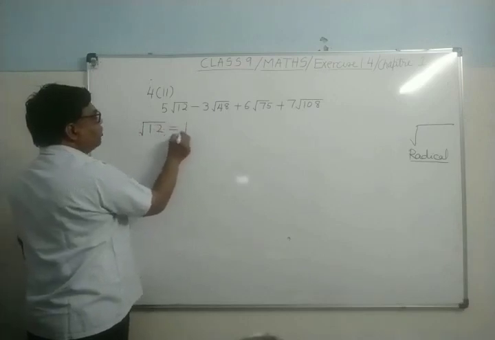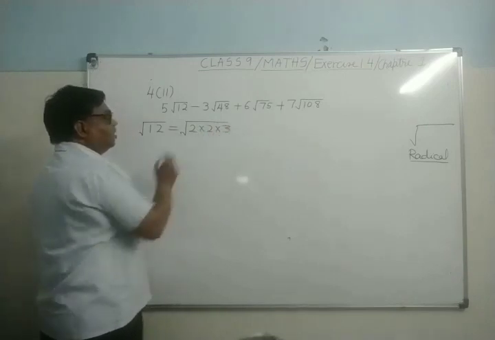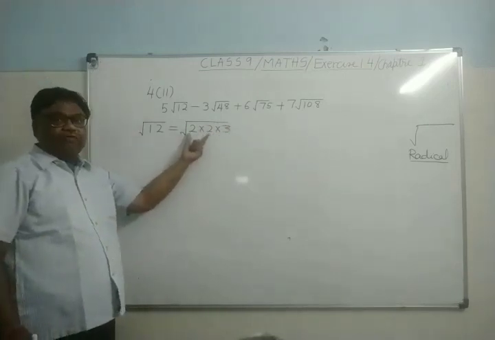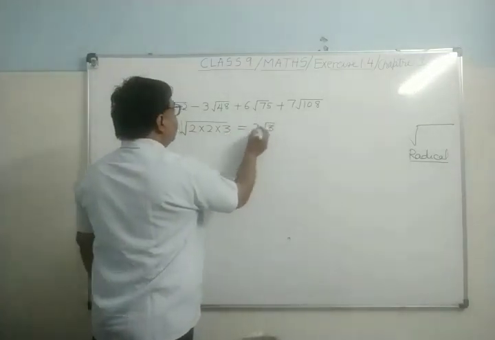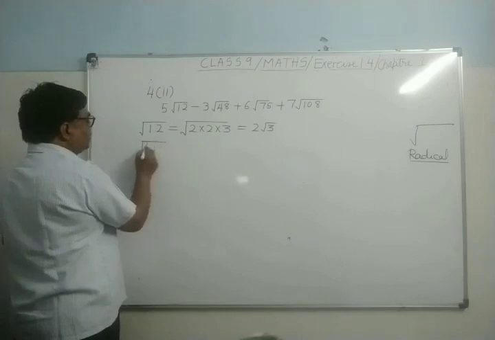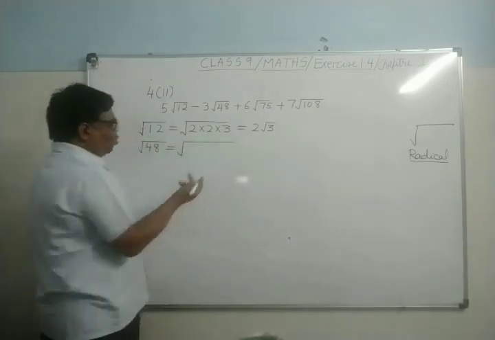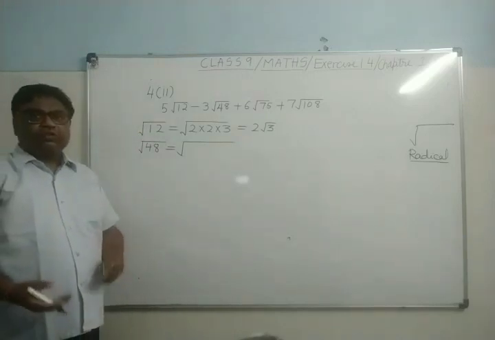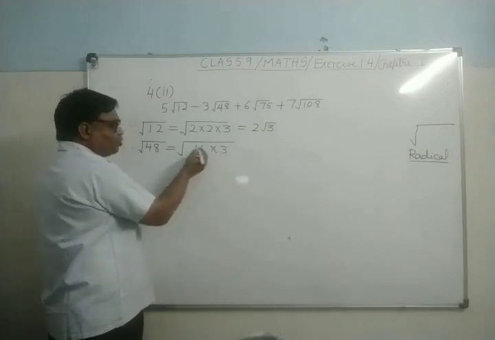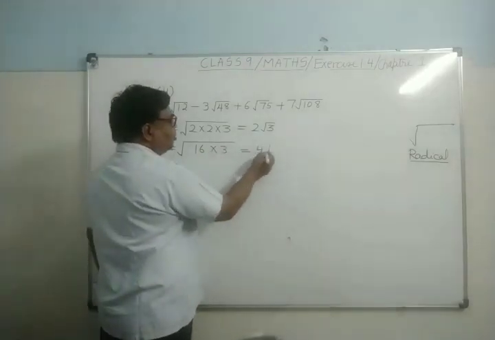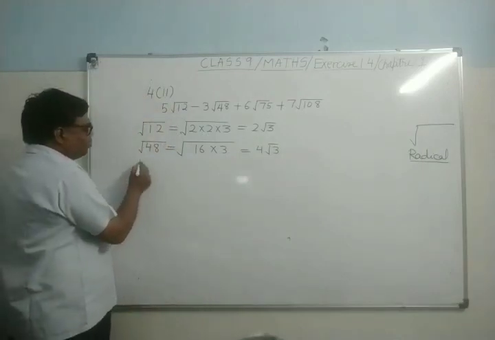So we will simplify all the terms containing radicals. Root 12: first you do the prime factorization, 2 into 2 into 3. Now a pair of 2 has formed, so 2 will come out. It will become 2 root 3. Then root 48. You can use bigger numbers also. For example, 48 we know is 16 into 3. What is the square root of 16? It is 4. So 4 root 3. This way we can simplify, and that way also we can simplify.